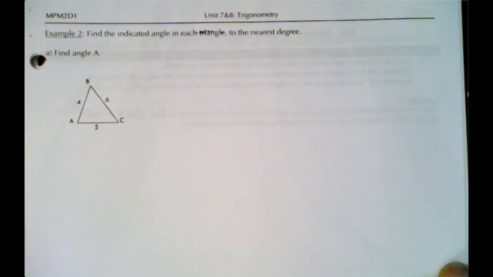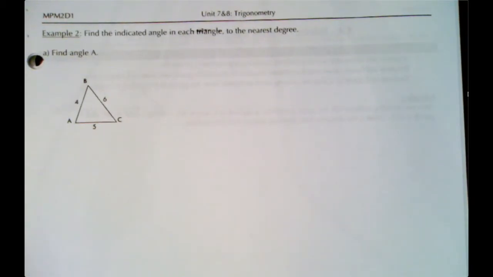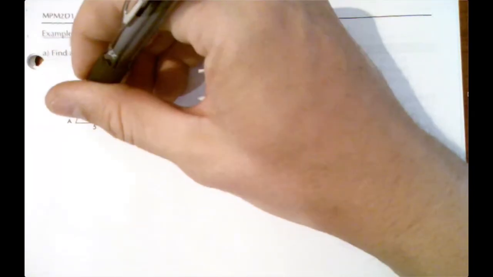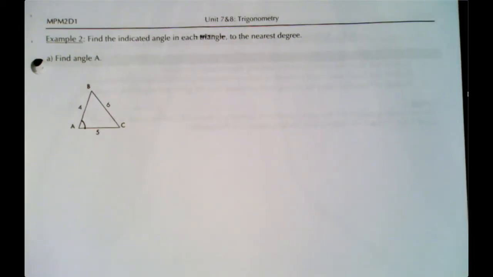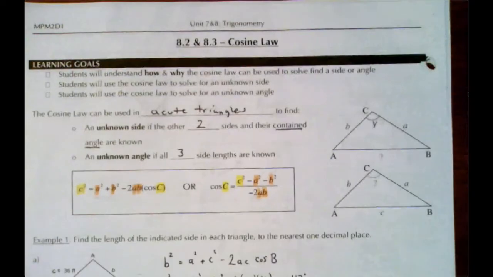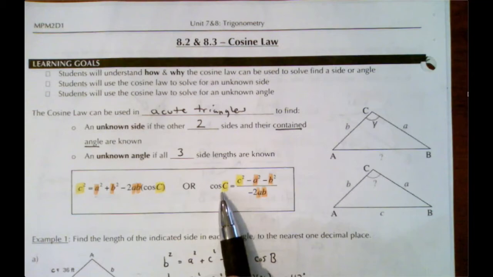All right, find the indicated angle in each triangle to the nearest degree. So we've got triangle ABC, and we want to find angle A. Angle A. So we want to model this like our cosine law for an angle.